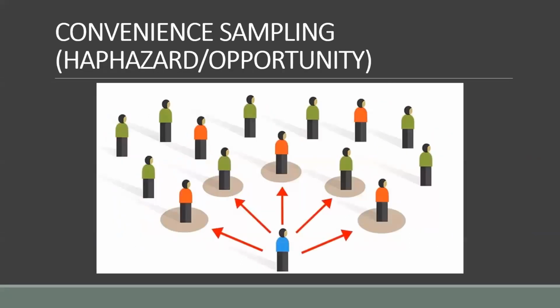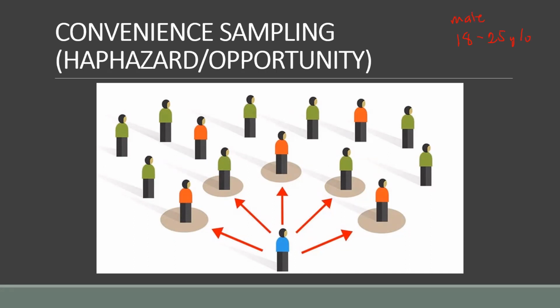Next type of non-probability sampling is the convenience sampling, also known as the haphazard or opportunity sampling. So in this technique, the samples are being selected from a particular place at a specified time. So let's say that you will be conducting your research and you need to obtain data from individuals that are male, which would be ages 18 to 25 years old.